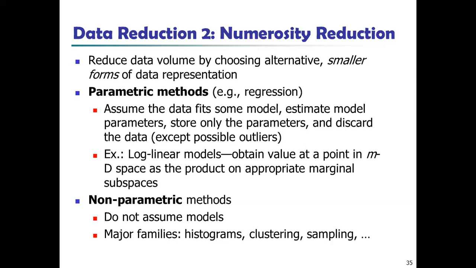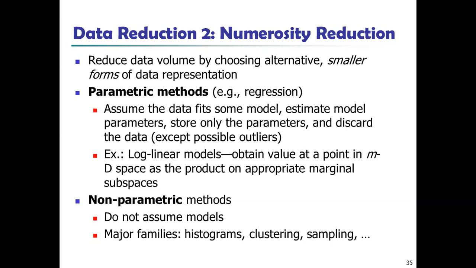That is, reduce data volume by using alternative, smaller forms of data representation. Parametric methods assume the data fits some model, estimate model parameters, store only the parameters and discard the data, except possible outliers. Example: log-linear models obtain the value at a point in M-D space as the product of appropriate marginal subspaces. The parametric methods can easily be represented by regression methods.